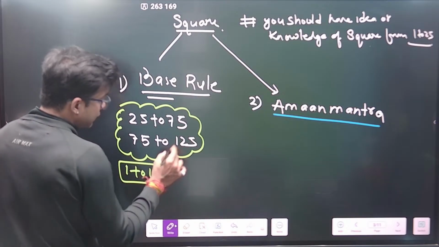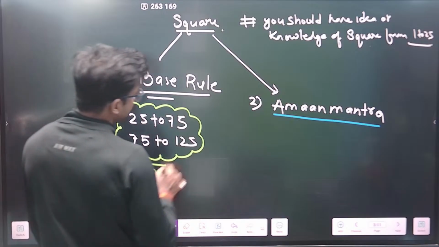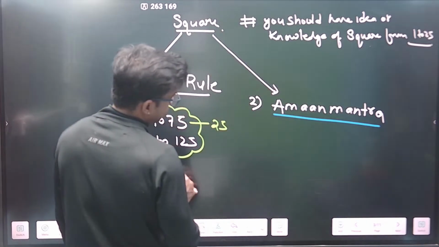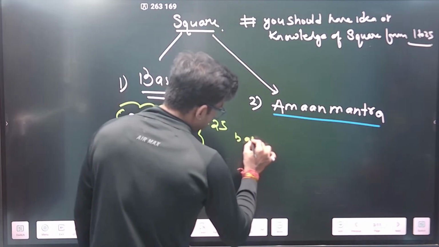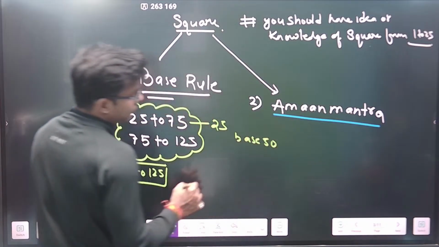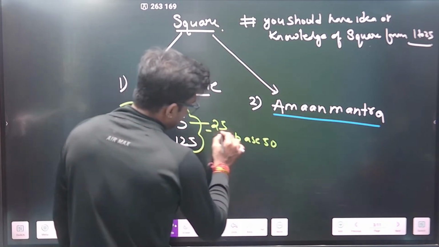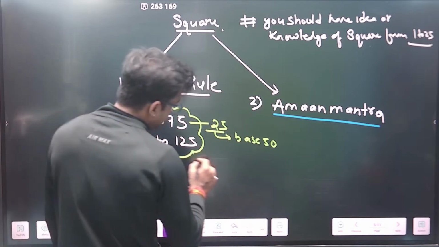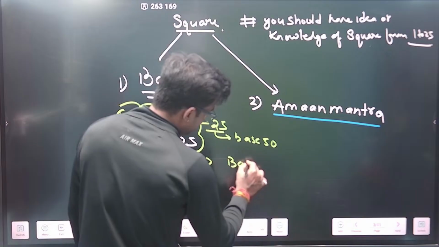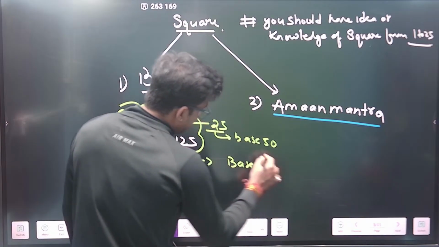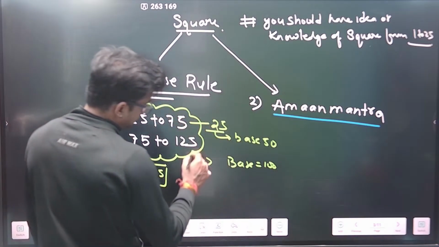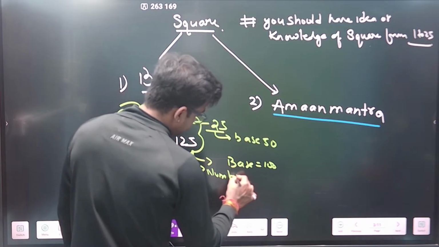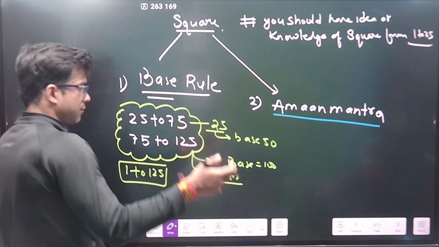But here two things you need to remember. First, from 25 to 75 you are subtracting from 25 and taking the base as 50. Correct? From 75 to 125 you are taking base 100, but subtracting from the number of which you are doing the square, and also adding to that part.